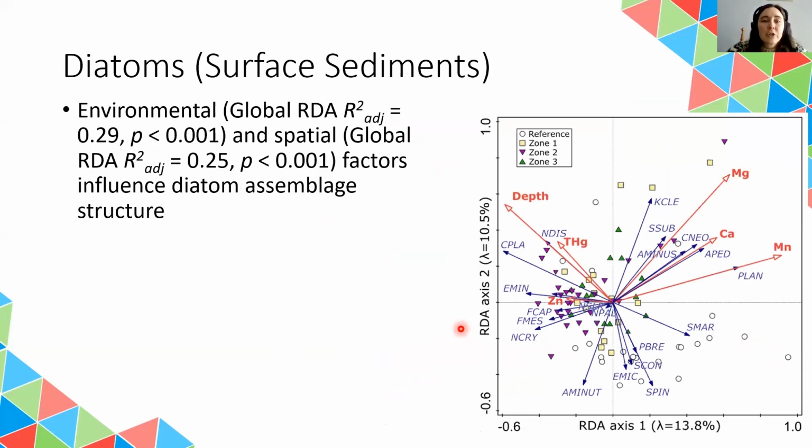Okay, so for our surface sediments, our diatoms, what we did was essentially a kind of complicated spatial analysis that I'm not going to go into here. But what we ended up with as a result of this analysis was a number of spatial predictor variables that we could then put into an ordination. So we did redundancy analyses with our environmental variables, so our metals, our TOC, our grain size, depth, things like that. And then we did another one with our spatial variables. And what we found was that they were both important factors in influencing our diatom assemblage structure.